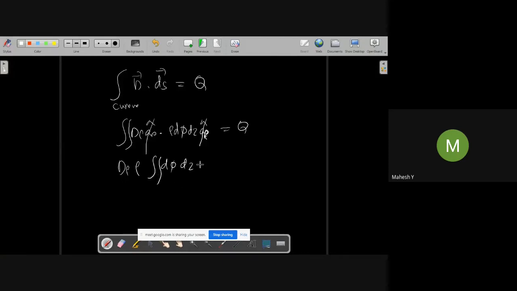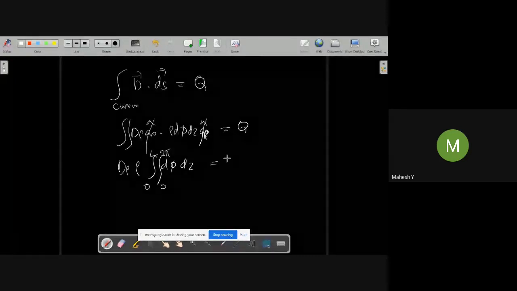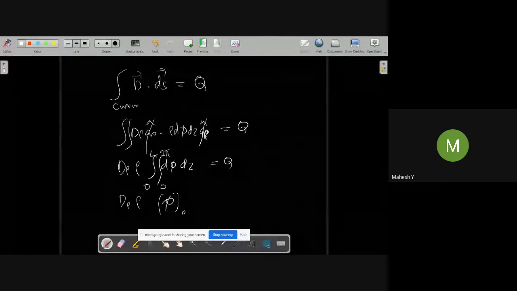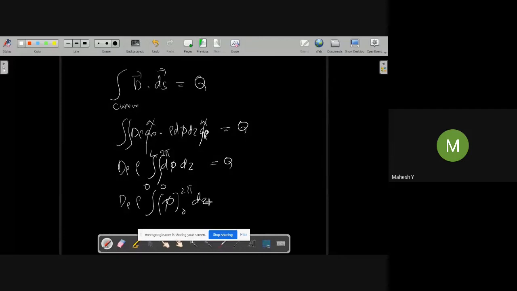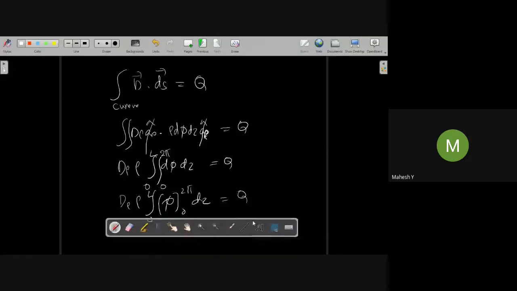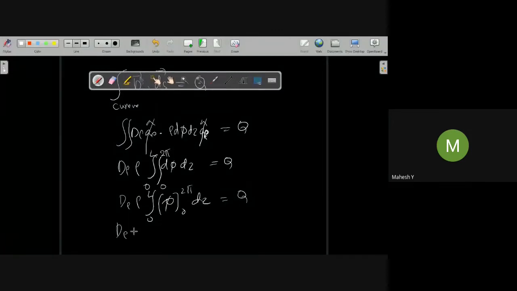This integration we have done in the last class. So what are the limits for this? They are 0 to 2 pi for phi, and for z it is 0 to L, equal to Q. So again integrating, D rho, integral d phi will be phi with the limit 0 to 2 pi, and integral dz is left with the 0 to L limit. So that will be D rho 2 pi, and integral dz is z with limit 0 to L, means it will be L, equal to Q.